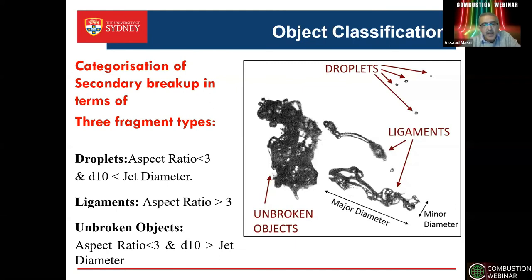So what we have identified in the breakdown region are three types of shapes: droplets, and we've arbitrarily set an aspect ratio of 3 as the limit given jet diameters. We have identified a second shape being ligaments, where the aspect ratio is greater than 3. Now, this threshold of 3 is arbitrary, and that needs to be revised if we're dealing with a higher range of Weber number. But for the range of Weber numbers that I'm going to be talking about here, it does the job quite nicely. And the third category is the irregular shapes or the unbroken objects.